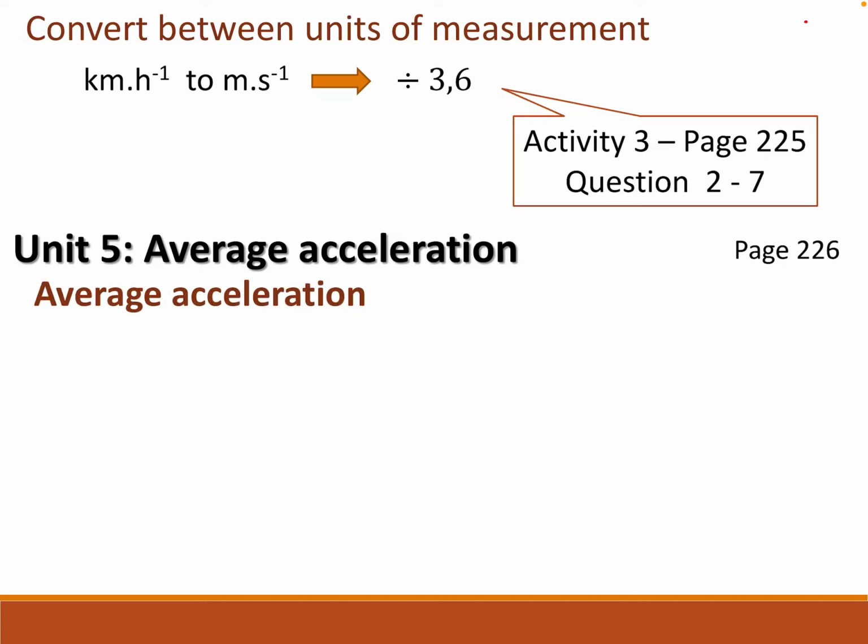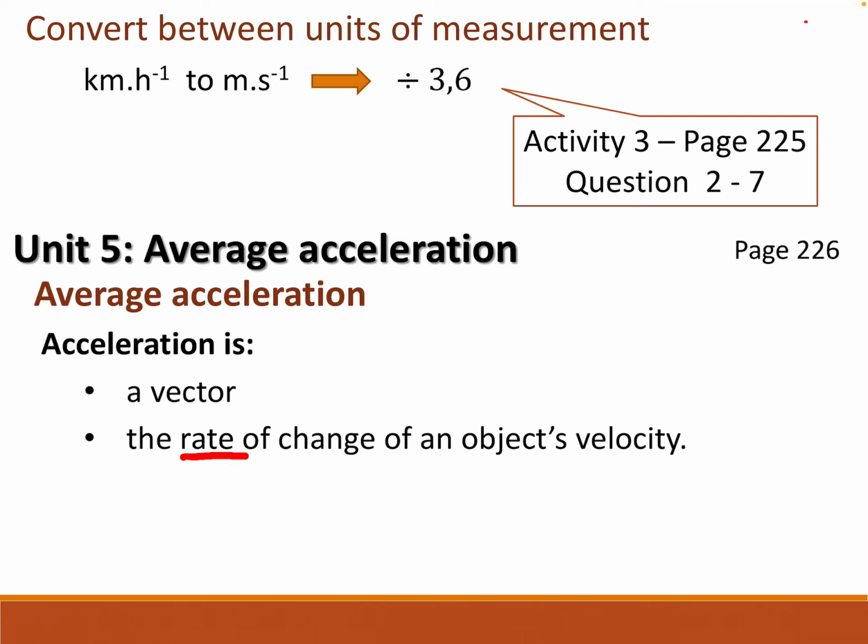Alright, so in this lesson, we're going to talk about average acceleration and then instantaneous velocity and speed. So first we need to define what acceleration is. Acceleration is a vector, okay, that means it has a direction. It is also the rate of change of an object's velocity. Rate of change means I've got to take time into account when I look at it. So acceleration is how fast or how slowly the velocity of an object changes.